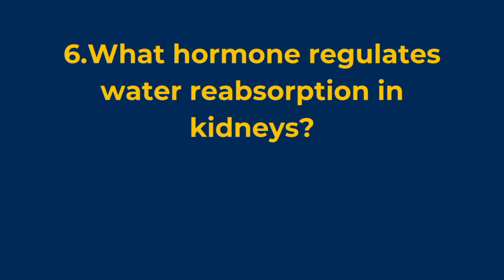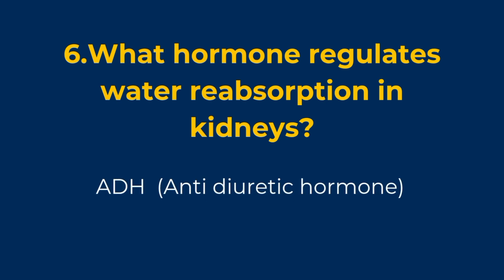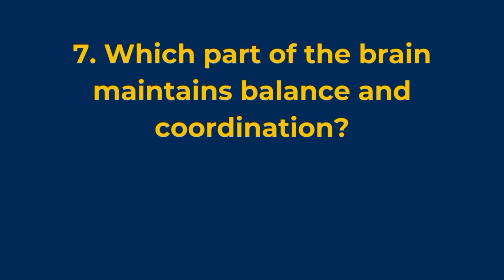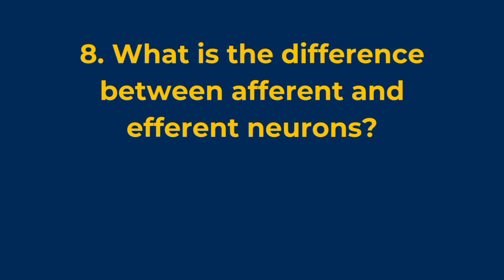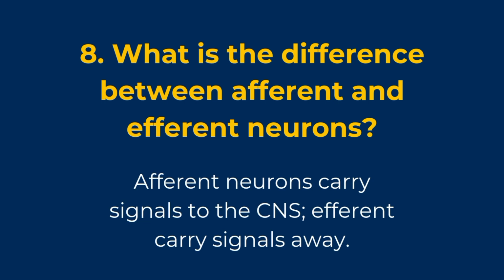6. What hormone regulates water reabsorption in kidneys? ADH, antidiuretic hormone. 7. Which part of the brain maintains balance and coordination? The cerebellum. 8. What is the difference between afferent and efferent neurons? Afferent neurons carry signals to the CNS. Efferent carry signals away.